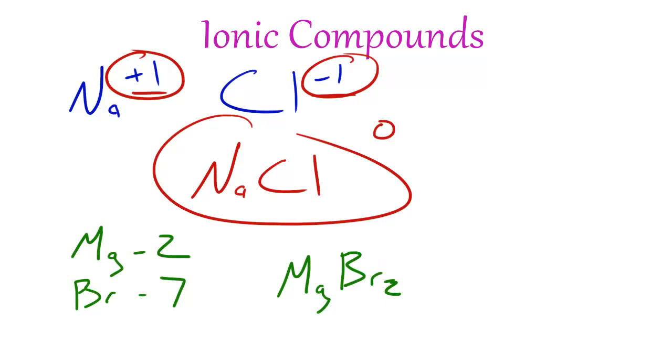Simple enough. So let me go ahead and show you an easier way to figure this out without me having to talk you guys through it every time. So this thing is called the crisscross rule, and it's an easy, simple way to figure out the formula of ionic compounds. So say we have the ion magnesium.